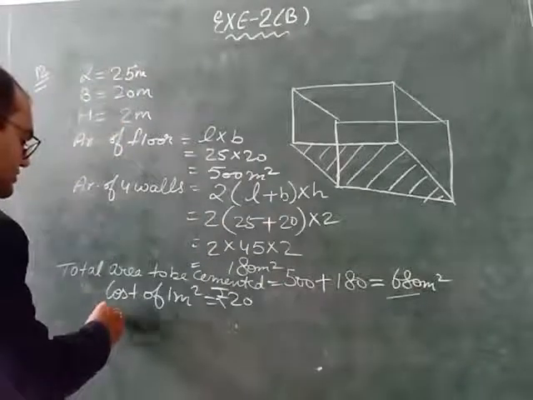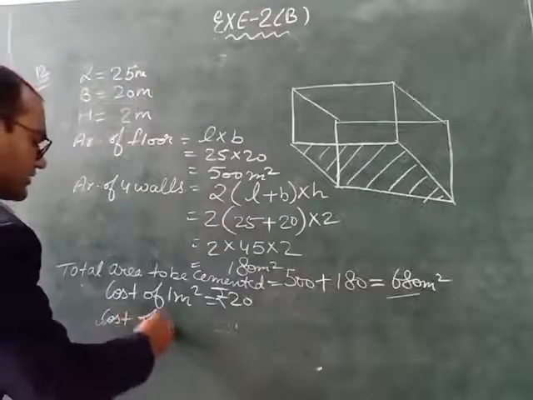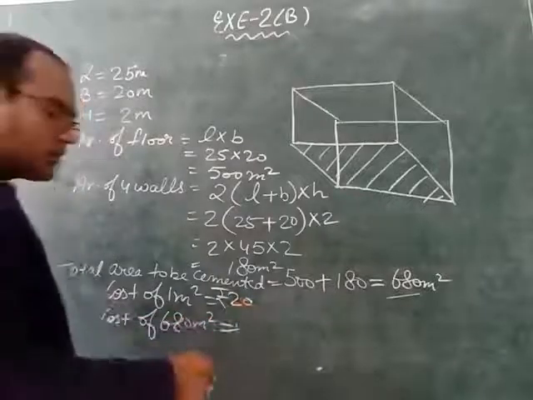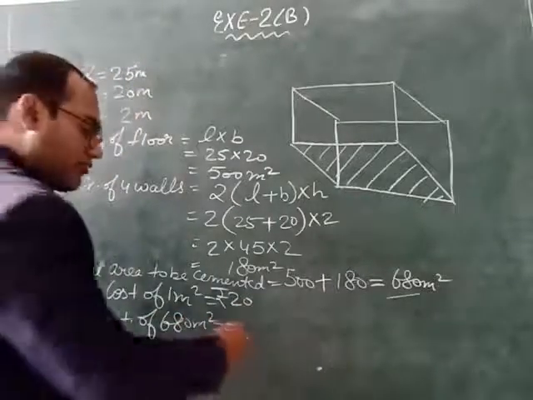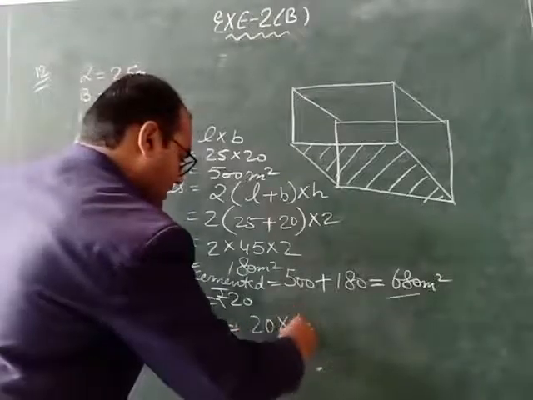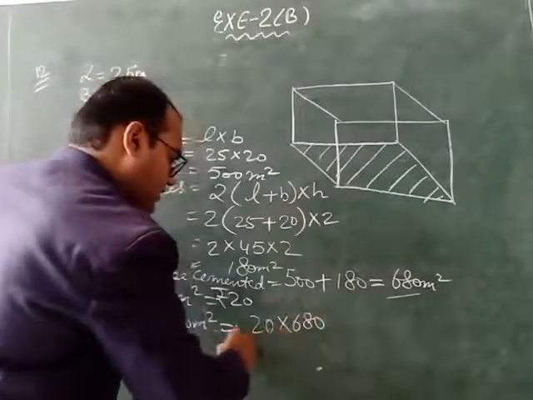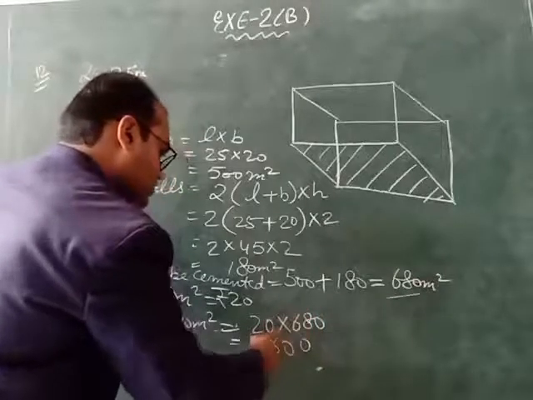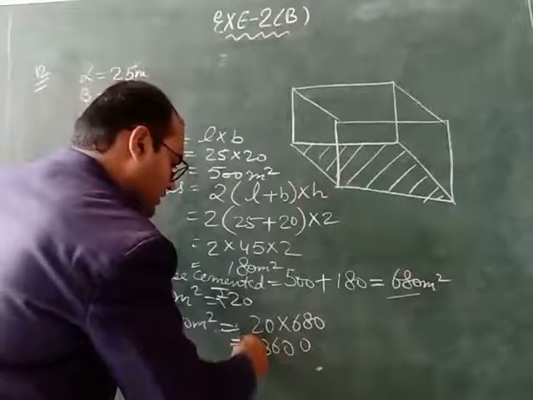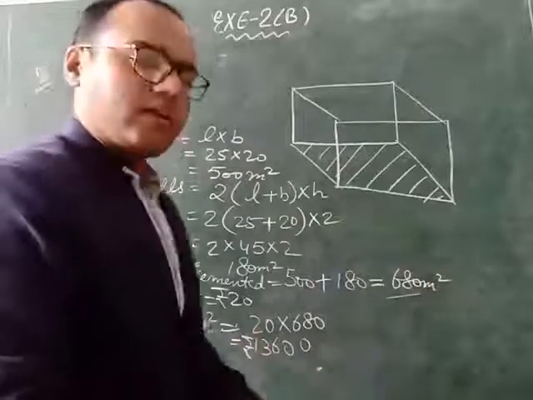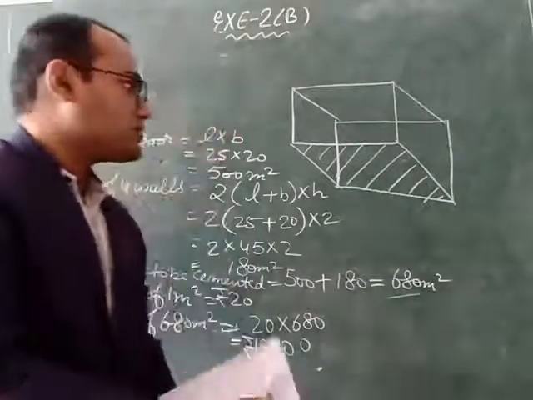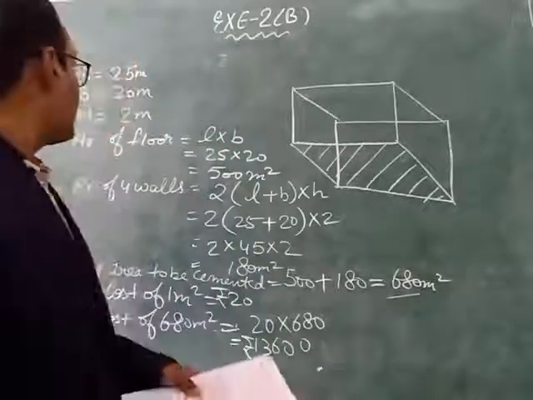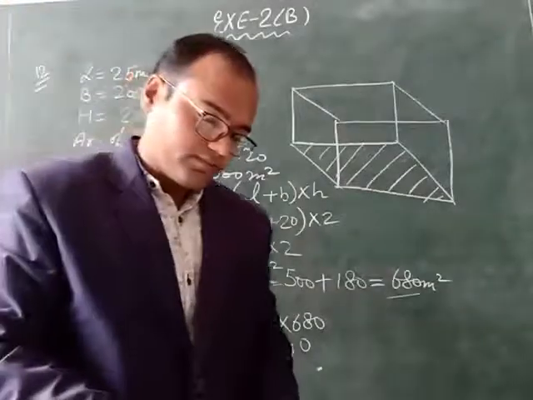So the cost of 680 meter square will be more. In order to find it, we have to multiply. 20 multiplied by 680 gives 13,600. So 13,600 rupees we have to pay for cementing the floor as well as the 4 walls. So like this we have to do question number 12.